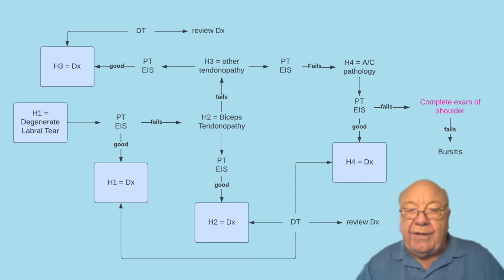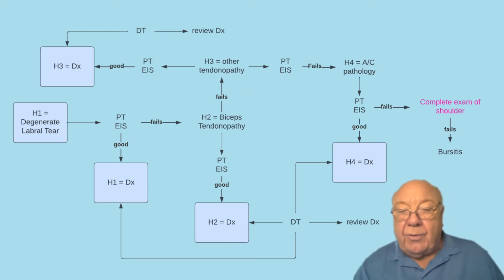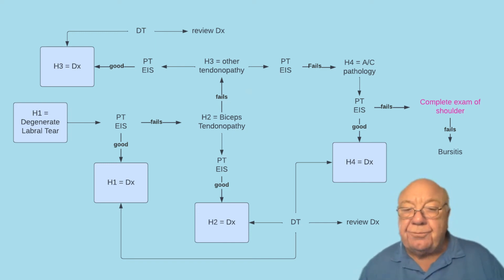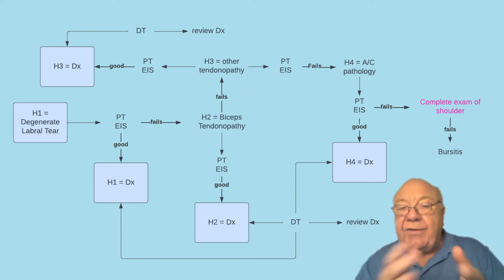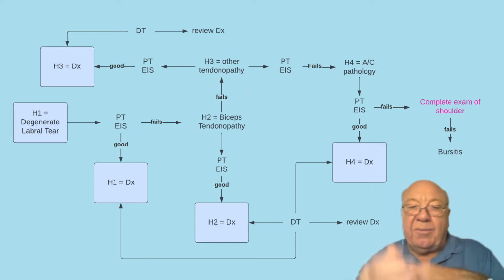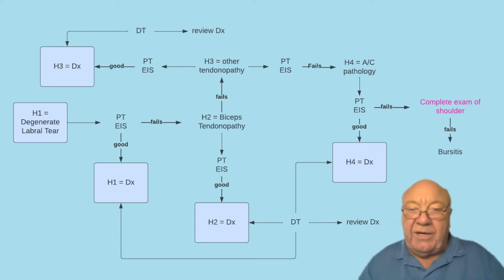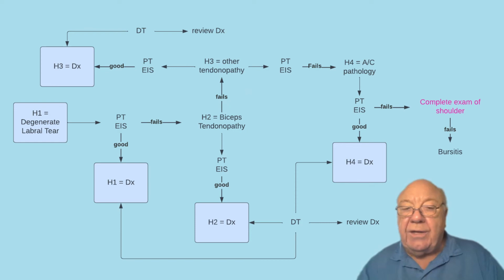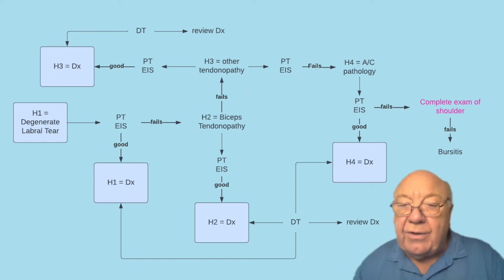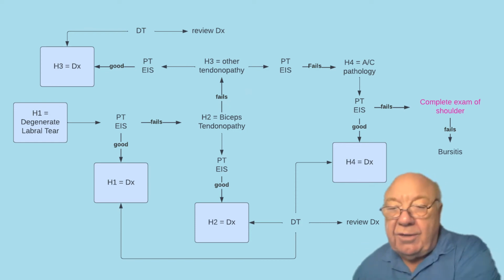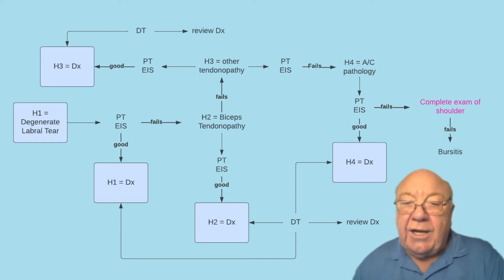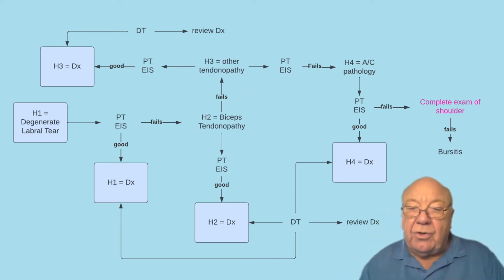Coming down, if the biceps tendinopathy proves to be correct, then we have our diagnosis. So H2 now becomes a diagnosis. If the other tendinopathy proves to be correct, so the biceps tendinopathy failed, but say supraspinatus tendinopathy is okay, then we attack it again with the EIS, and if this fails now, we go to H4, AC pathology in this case, attack it with the EIS. If it's good, we've got our diagnosis.